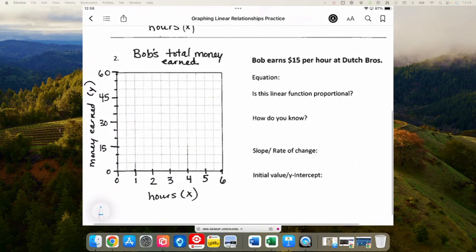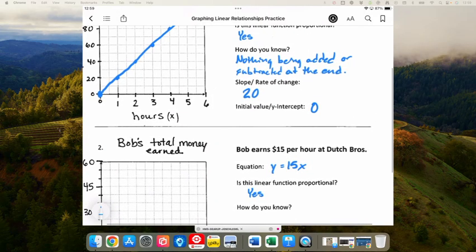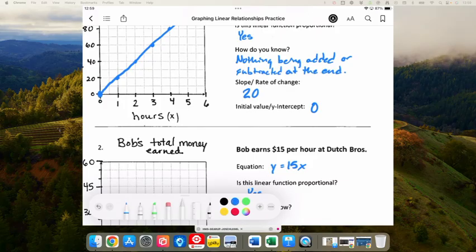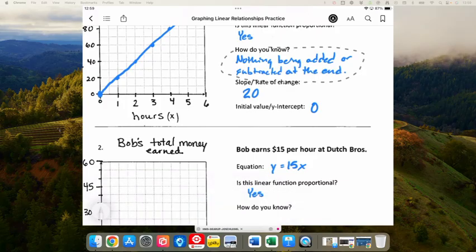Bob's total money earned. We have the same kind of situation. Bob is making $15 per hour at Dutch Bros. So that would be y equals 15x. For every hour that he works, he makes $15. Is this linear function proportional? Yes. And I'm going to save myself time because it's the exact same reason as the other one. There is nothing being added or subtracted at the end. So I'm just going to copy this and paste it.